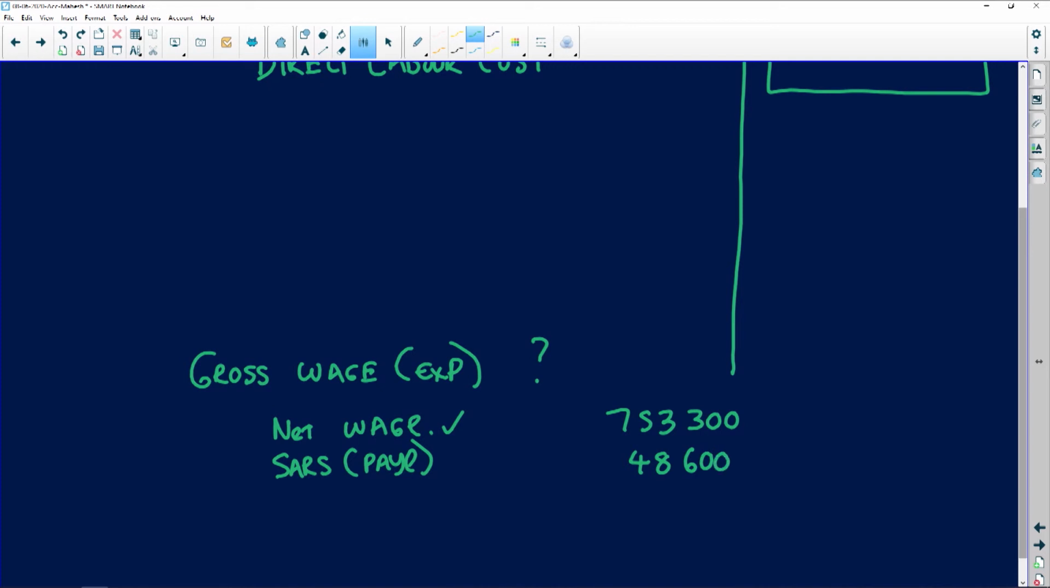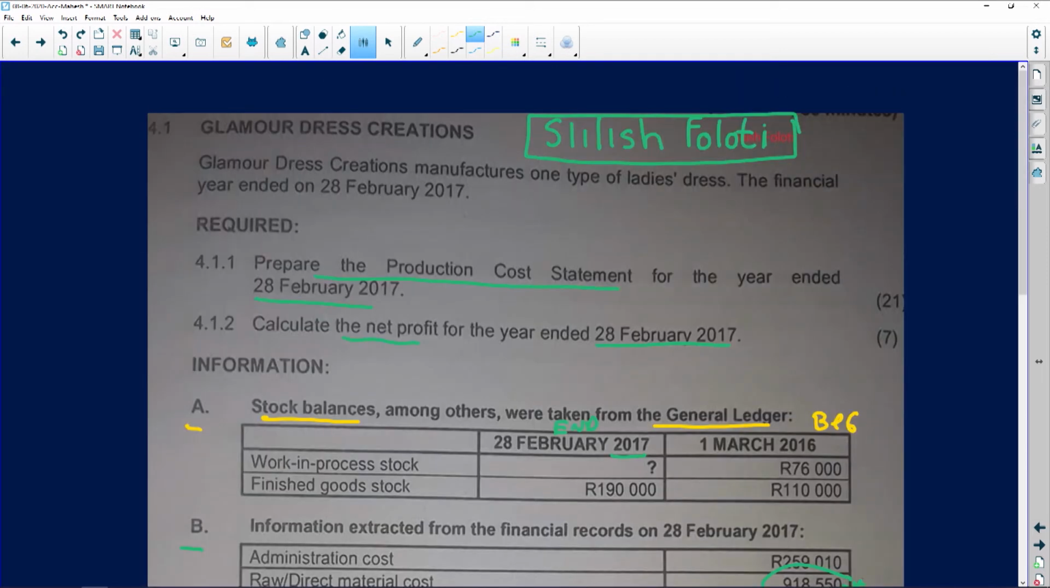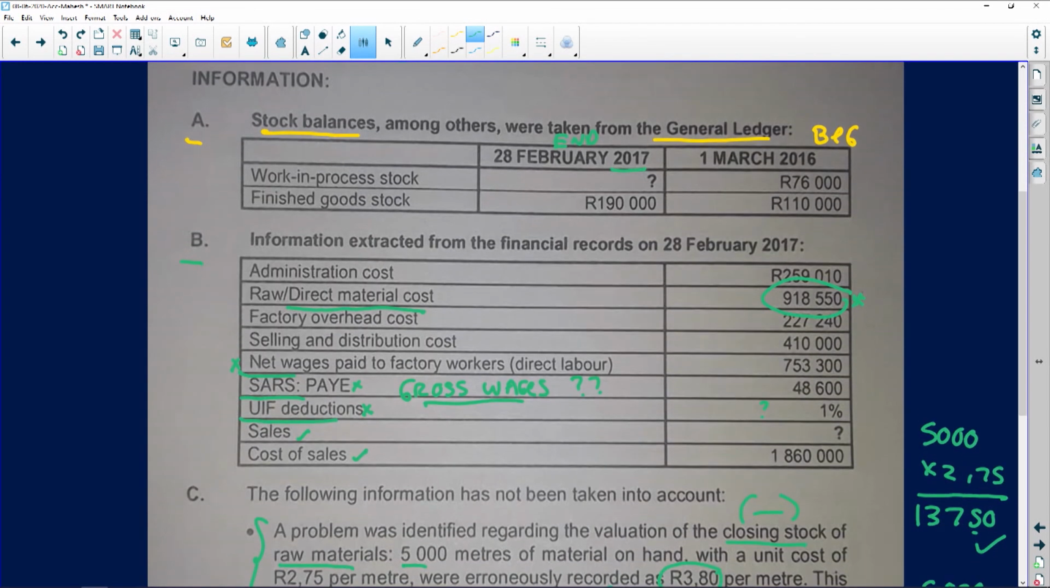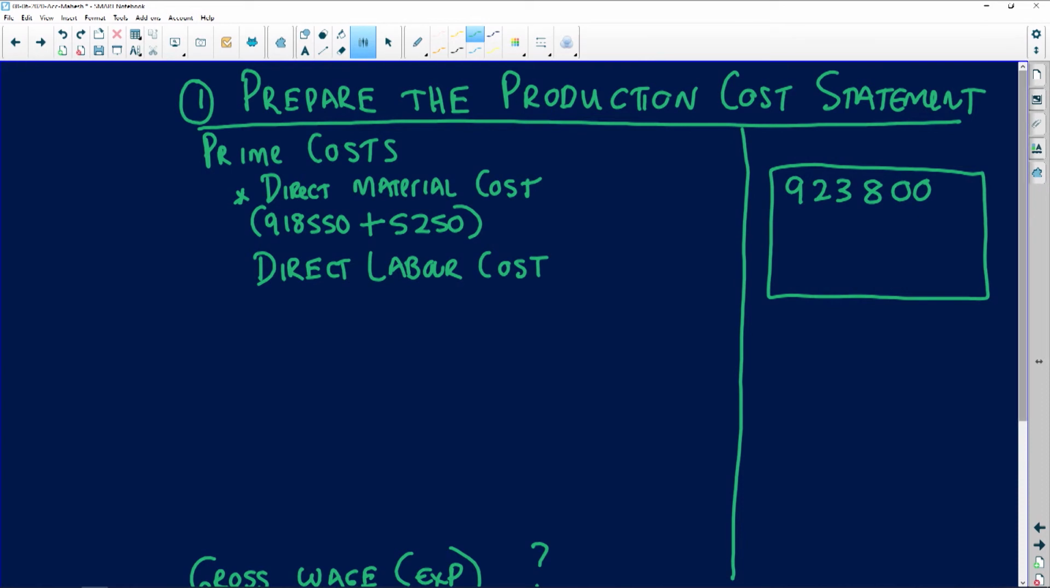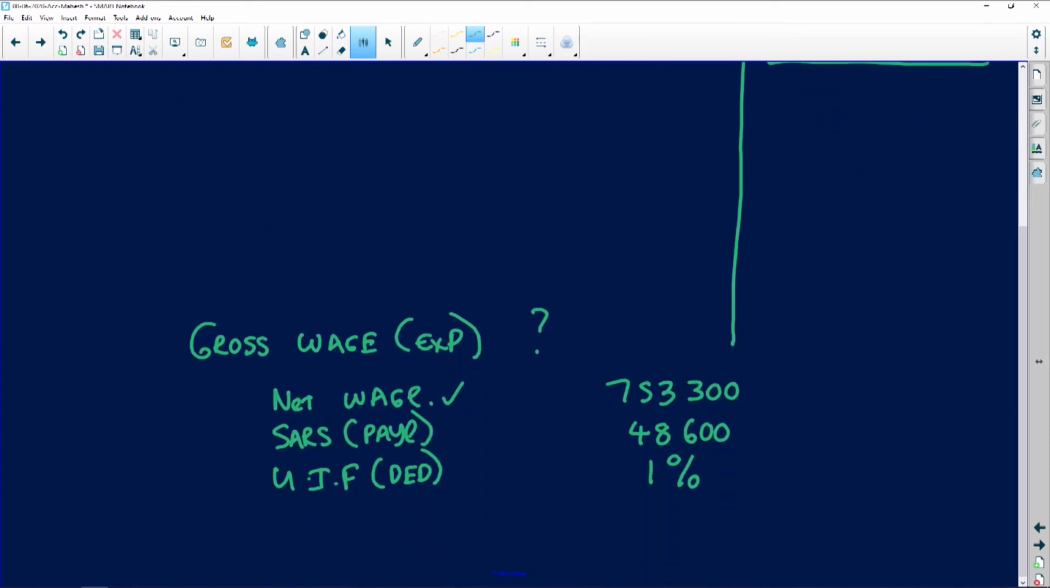Right, and then finally, there was also a UIF deduction. Okay. And this is 1%. I'm just going to quickly go back and show you guys where I'm getting this from. Right, so UIF deductions, 1%. So clearly that amount is not given to me. Okay, so 1%, they have filled that in, and this amount is missing.